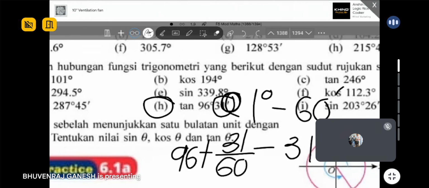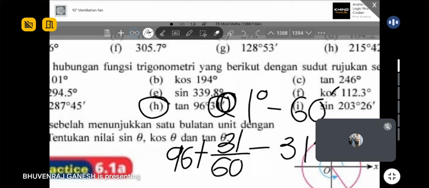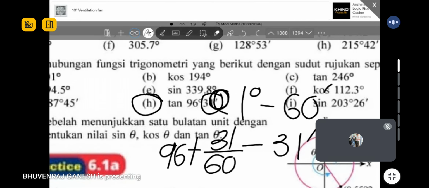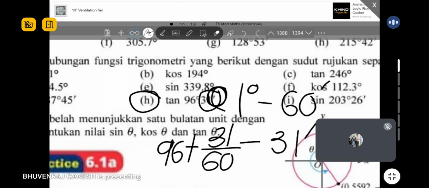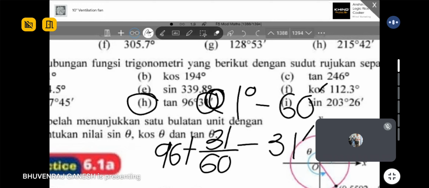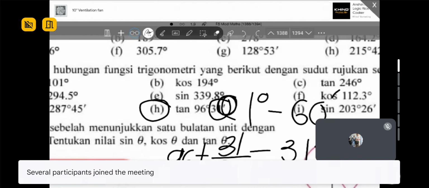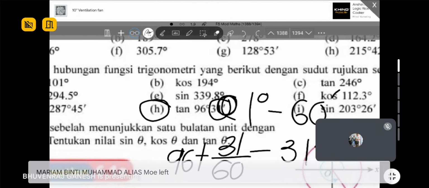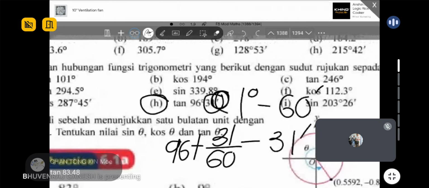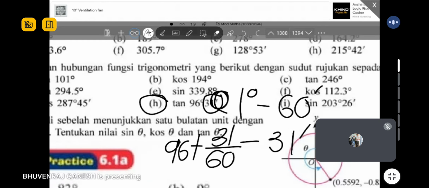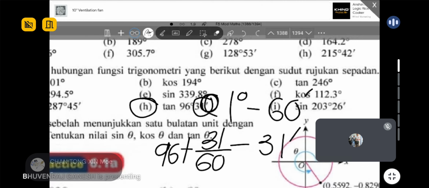Hello guys. What reference angle do you all get? Sudut rujukan untuk H. Can you all comment? What is the answer you all get for this one? Yes, okay, tangent 83, slightly wrong. Okay, correct. So the answer is negative tangent this value.